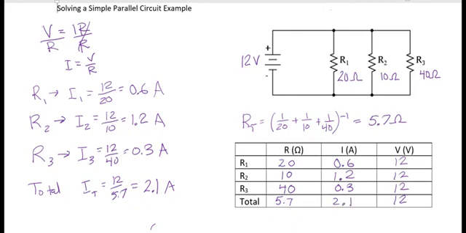Now here, there is also a check that you can do. If you take all of the currents, the currents through each individual resistor should add up to the total current. So if I take 0.6 plus 1.2 plus 0.3, I should get 2.1. And does that work? Yep, works out, 2.1. And so that's a little check that all of my numbers work out well.